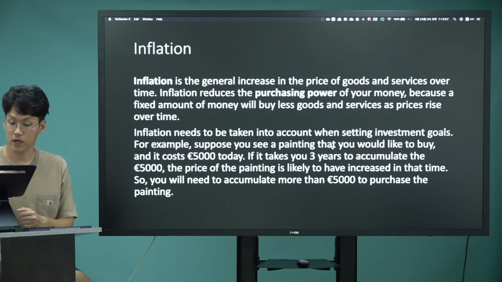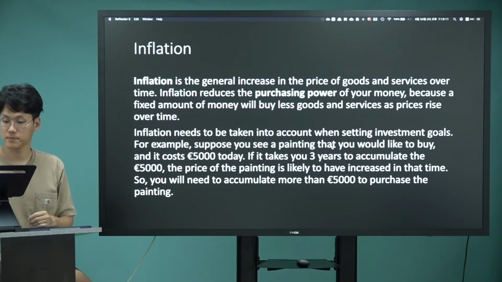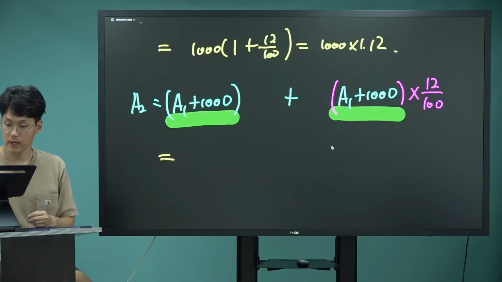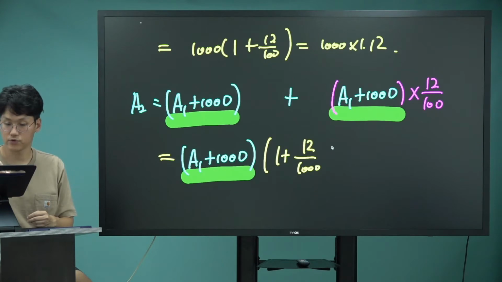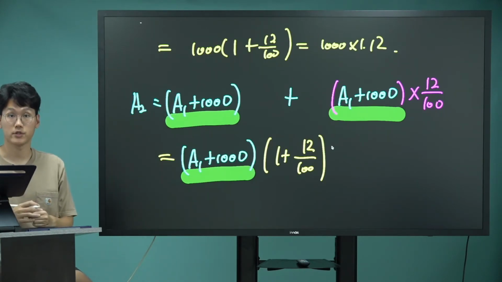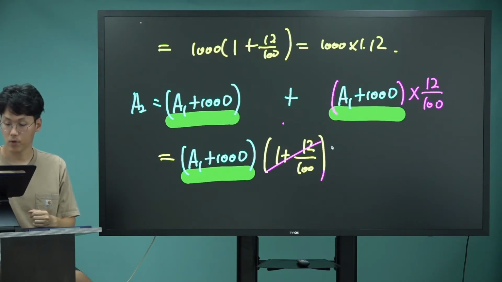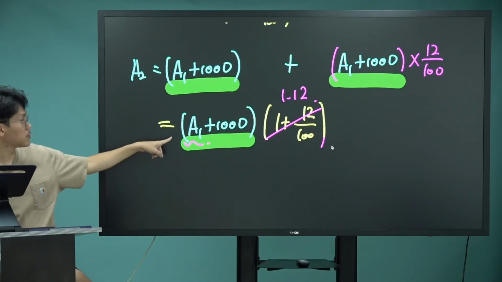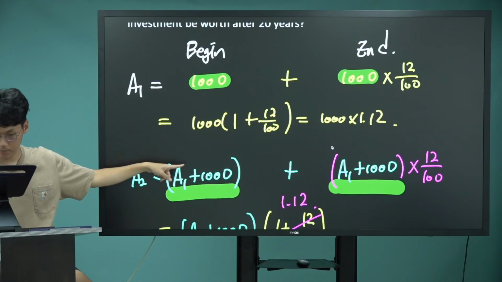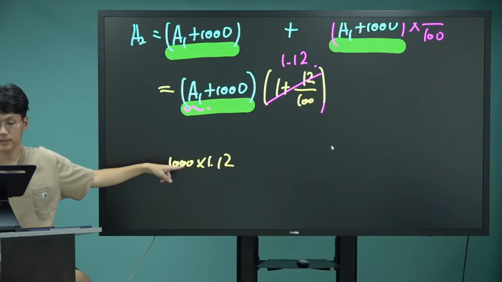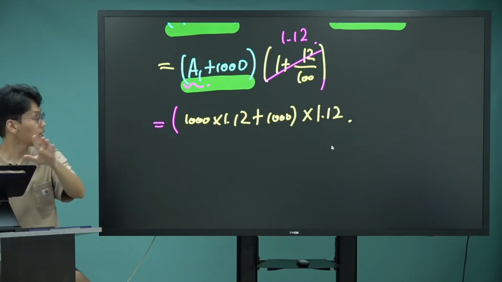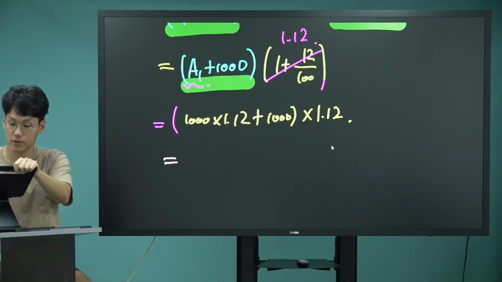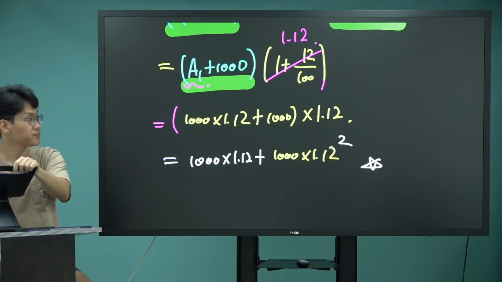Then what I see is that I have a common factor of A1 plus 1,000. So what I then realize is that I will factorize it. Then I'm gonna have a 1 plus 12 over 100 as the quotient, right? And as you can see, this is also the same as 1.12. So far, so good, but then I wanna expand the A1. We're gonna use the expression that we already expressed before, and then add 1,000, and then multiply by 1.12. And I'm gonna do the distribution. If I do the distribution, what I end up getting is 1,000 times 1.12 plus 1,000 times 1.12 squared. That's what it is, right?